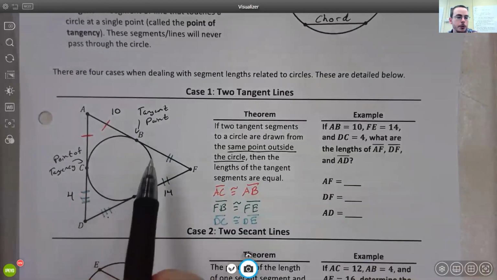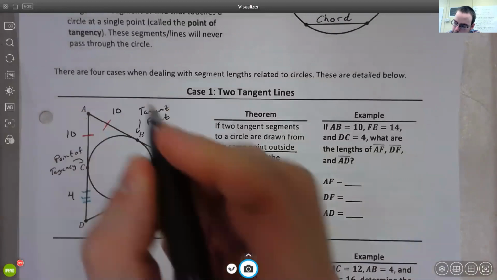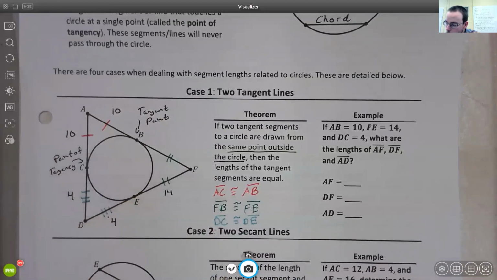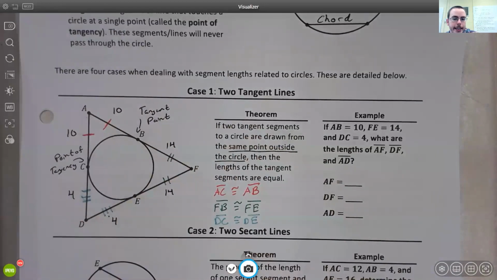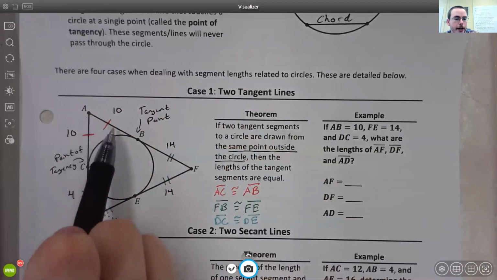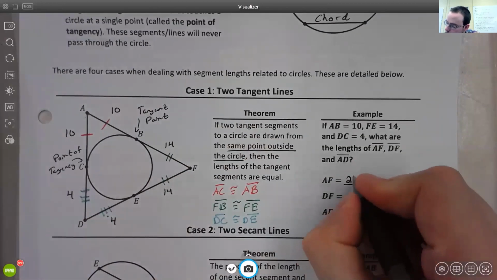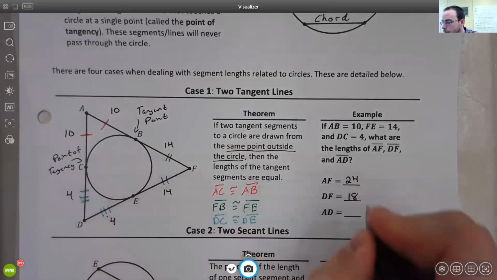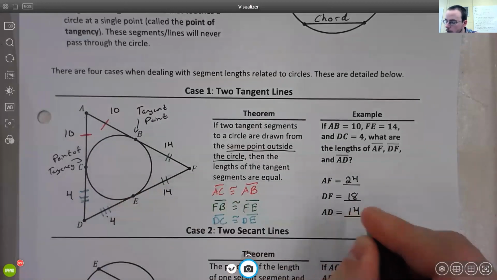So first off, if we know that all of these are congruent, then we know that AB and AC are the same. So AC is 10, DC and DE are the same. So DE is 4. And EF and BF are the same. So that is 14. So AF is consisting of AB and BF. So 10 plus 14, which is 24. DF consists of DE and EF. Adding them together, we get 18. And AD, 10 and 4 gives us 14.